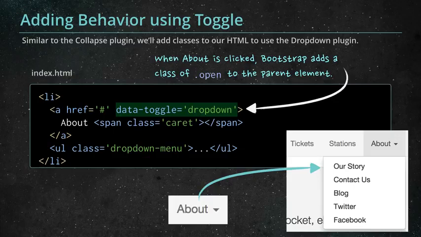Bootstrap has some styles so that if a drop-down menu is inside of an element with a class of open, we'll actually see the drop-down menu, which in this case is exactly what we want. Not too bad for just adding one data attribute.